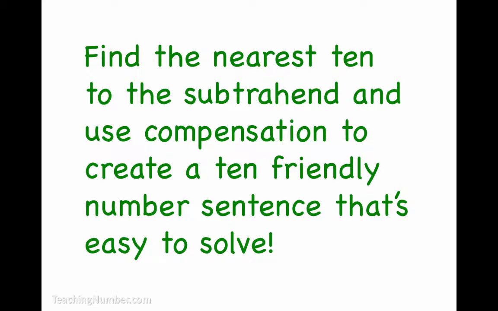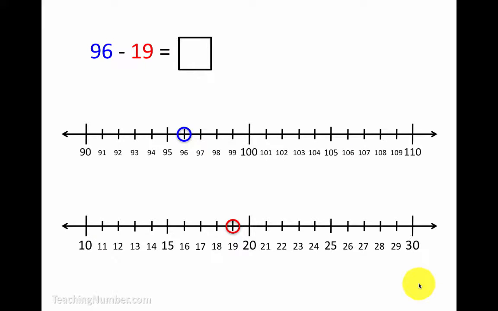As we saw in stage 14, we want to find the nearest 10 to the subtrahend and use compensation to create a 10-friendly number sentence that's easy to solve. We find the nearest 10 to the subtrahend because 10s are easy to subtract. For example, if we are subtracting 19 from 96, the subtrahend is 19. The nearest 10 to 19 is 20. We know that if we add 1 to 19 to make 20, we also must add 1 to 96 in order to keep a constant difference or distance.